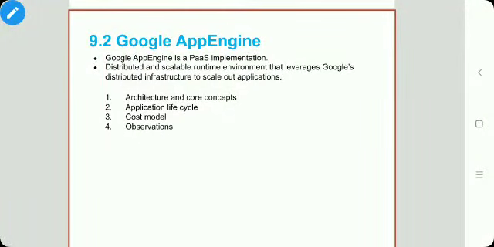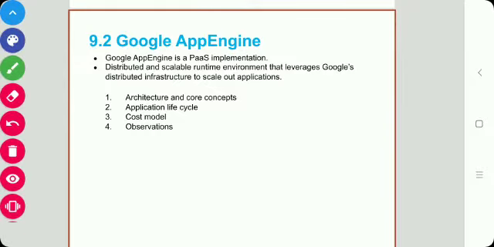Dear students, the topic for this section is Google App Engine. Google App Engine is a PaaS implementation, that is, a platform as a service implementation that provides services for developing and hosting scalable web applications. This App Engine is essentially a distributed and scalable runtime environment that uses Google's distributed infrastructure to scale out the application facing a large number of requests by allocating more computing resources and adjusting the load among them.